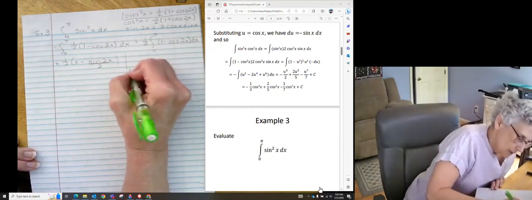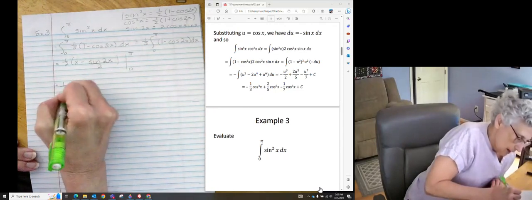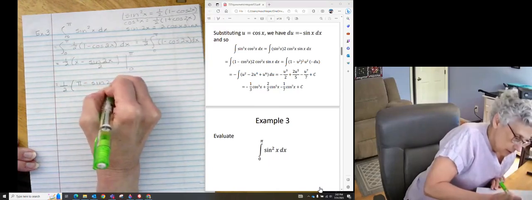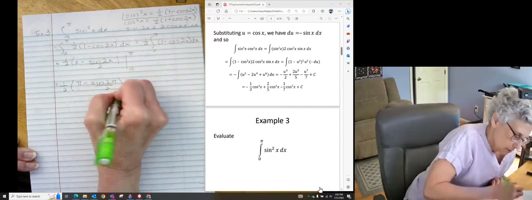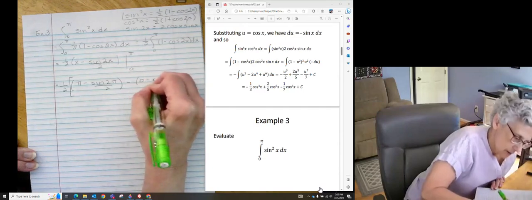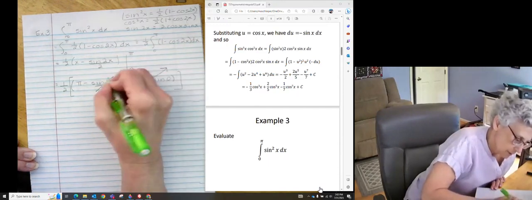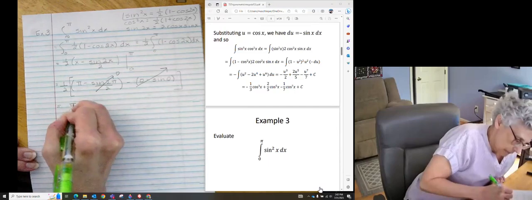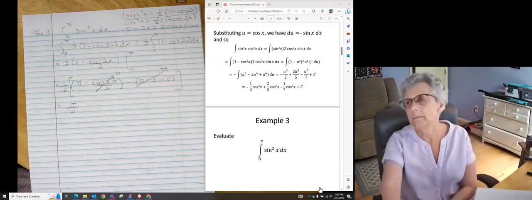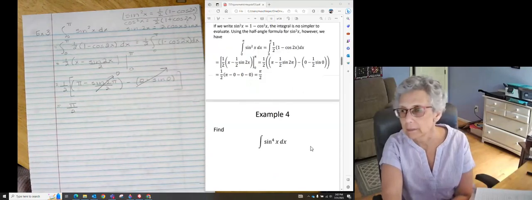And now we'll evaluate this from 0 to pi. So I have 1/2 times pi minus sine of 2 pi over 2, minus 0 minus sine of 0. That's all 0. That's all 0. So it's really just pi over 2. Not bad. Let's check our answer. Oh, look at that. Exactly right.